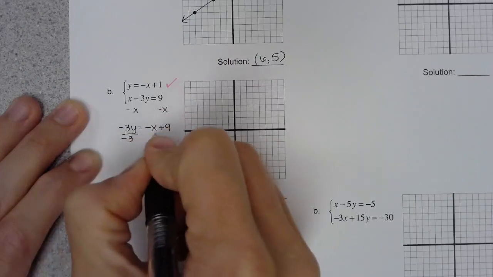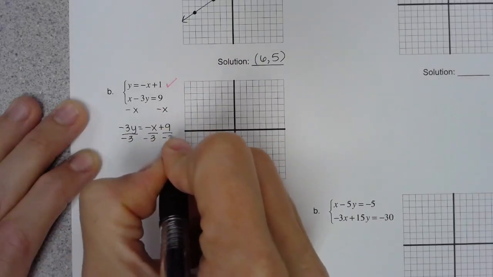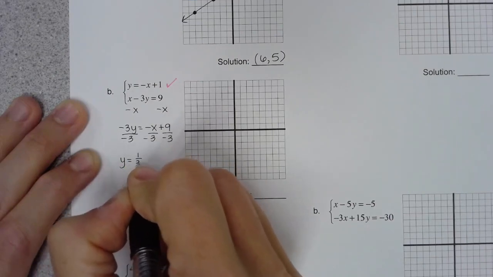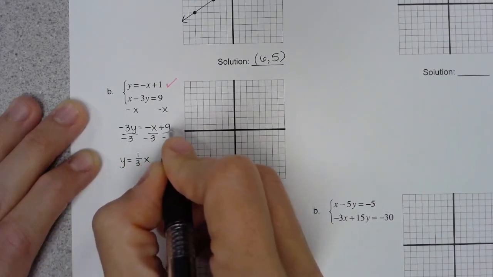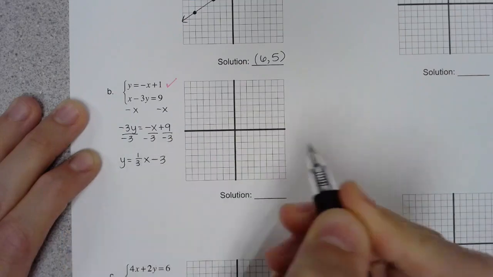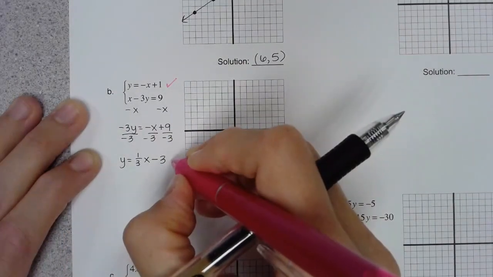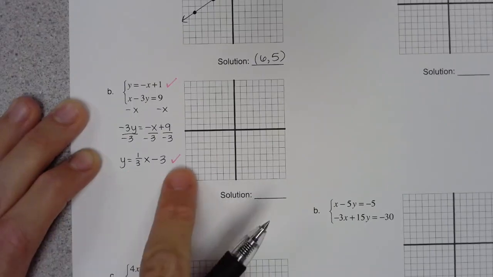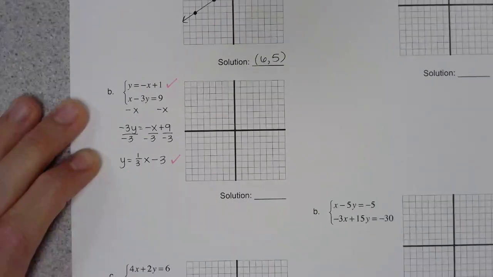And then I'll divide by negative 3, divide by negative 3, divide by negative 3. So for this one, I'm going to get y equals positive 1/3 x, and then positive 9 divided by negative 3 will give me minus 3. I fix my second equation, and I get the y all by itself, because once the y is all by itself, that means that it's ready to graph.